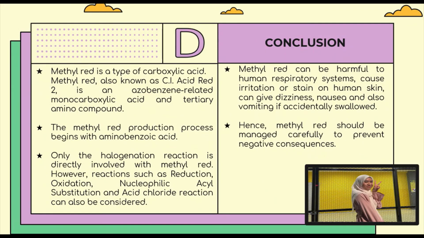For the conclusion, methyl red, also known as CI Acid Red 2, is an azobenzene-related monocarboxylic acid and a tertiary amino compound. The methyl red production process begins with aminobenzoic acid. Methyl red can be harmful to the human respiratory system, cause irritation or stain on human skin, and can give dizziness, nausea, and also vomiting if accidentally swallowed. Hence, methyl red should be managed carefully to prevent negative consequences.